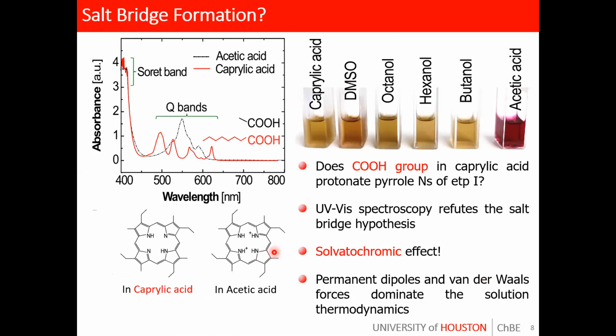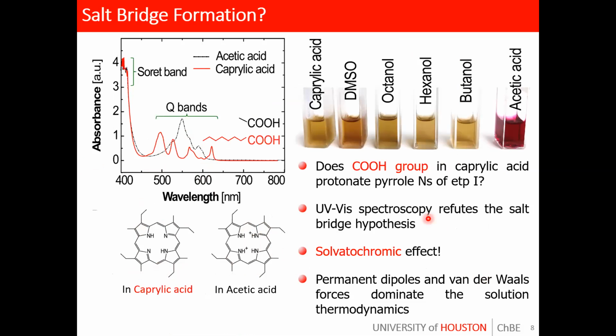In order to understand why caprylic acid has the highest interaction, we dissolved ethyl porphyrin in caprylic and acetic acid, and we measured the UV spectrum. We see that in acetic acid, it has a merged Q band, which is actually a signature of salt bridge formation, while in caprylic acid, the Q bands are all intact, indicating that no salt bridge is actually forming in caprylic acid.